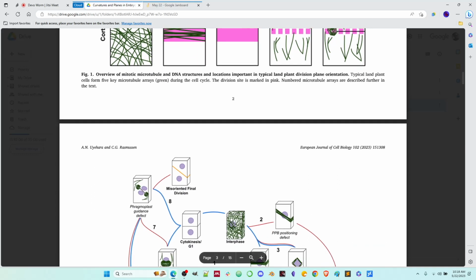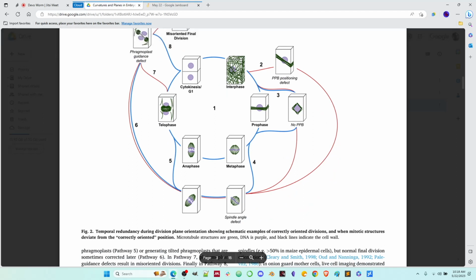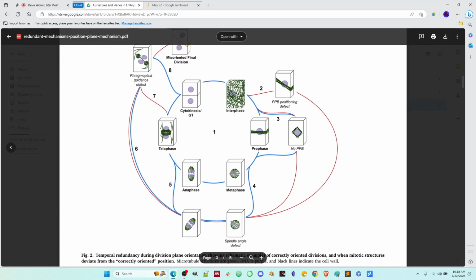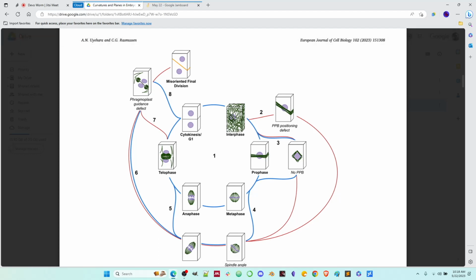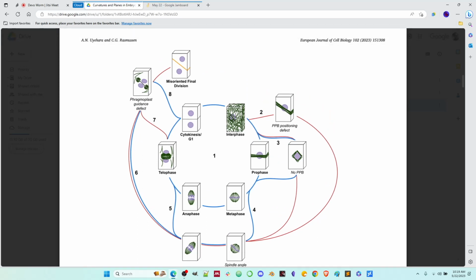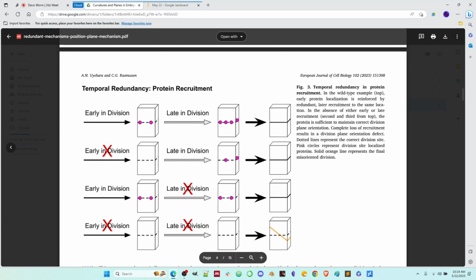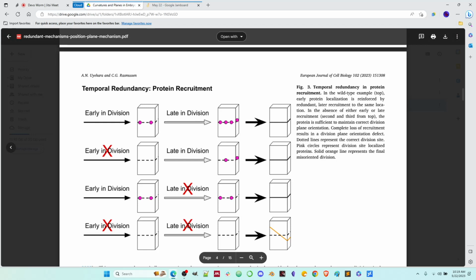Okay, so this is a map of temporal redundancy. You see some redundancy with respect to time, and they show examples of correctly oriented cell divisions and when mitotic structures deviate from the correctly oriented position. So you get mechanisms that reinforce the normal orientation. You get instances of incorrect orientations, but they can be corrected by this redundancy so that they fit into the correct orientation. And then this is protein recruitment, so you get protein localization that gets reinforced by this redundancy. Later recruitment to the same location has a different effect.